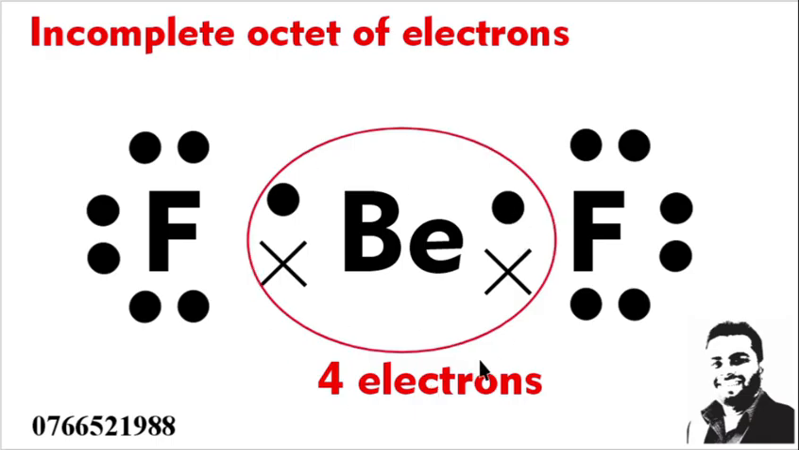How many electrons are around it? How many are there around this now? 2, 4. So there are only 4. It is also one of the incomplete octets. This is also an incomplete octet, beryllium fluoride, and beryllium chloride is also the same. So this is how we draw the Lewis dot and cross diagrams, Lewis structures and Lewis dot diagrams. Let's move on to the next part.